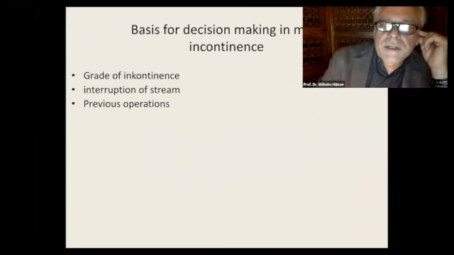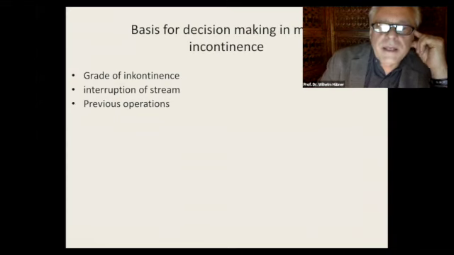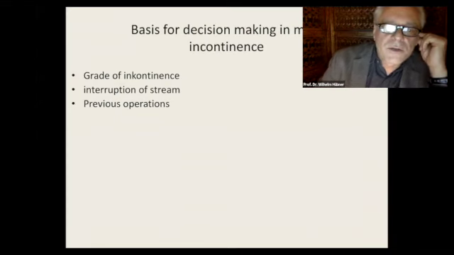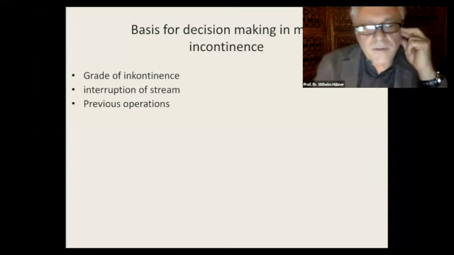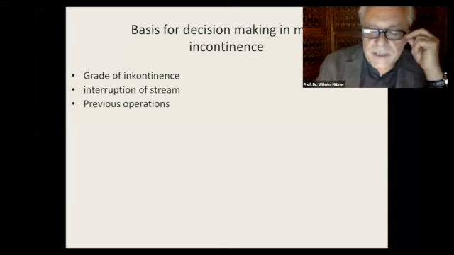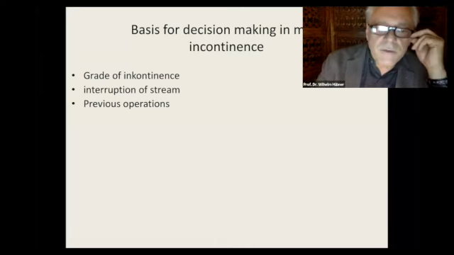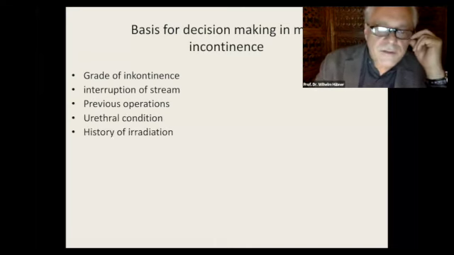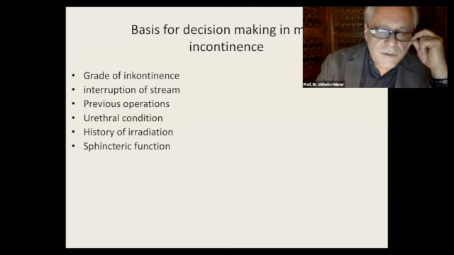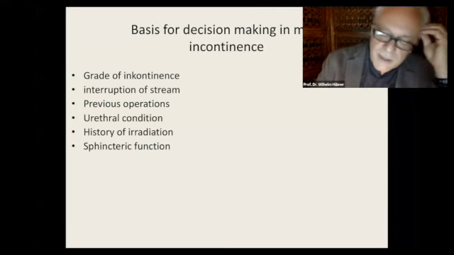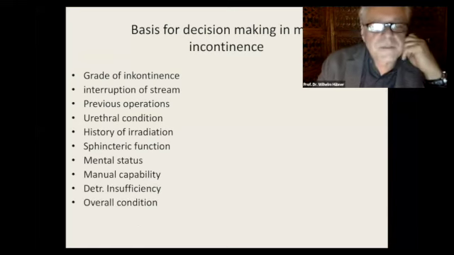Now, what is the basis of our decision-making in male incontinence? Of course, we need to know the grade of incontinence, the amount leaking every day. As I said, I want to know, can he interrupt his stream? And we need to know things about previous operations. Patients, we say, sometimes have 2, 3, or even more operations already in their sphincter region. Then you want to know something about the urethral condition, a history of irradiation, of course, and the sphincteric function that you might check out with an elevation test.